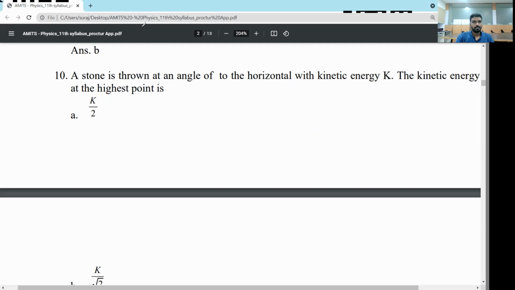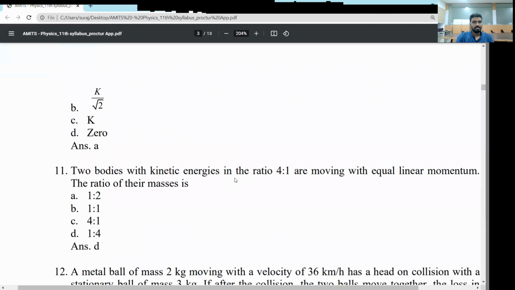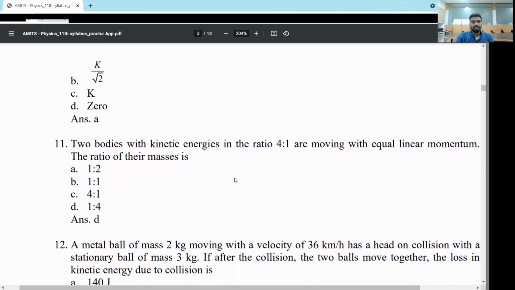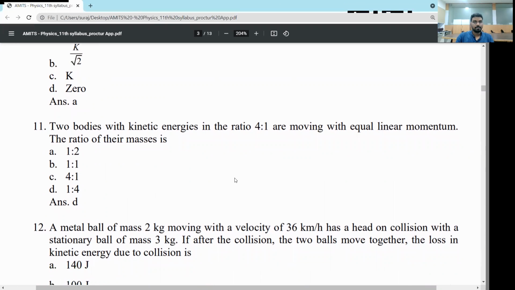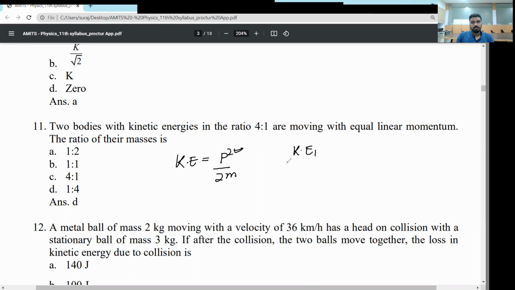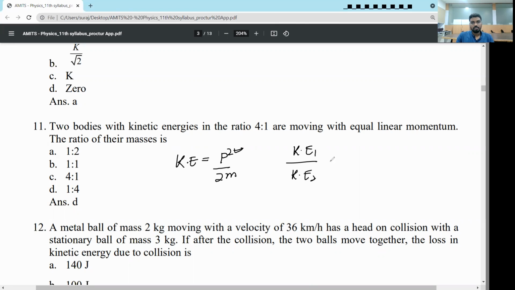Come to the next question, question number 11. Two bodies with kinetic energies in the ratio 4:1 are moving with equal linear momentum. The ratio of their masses? Easy question. So option C, the first students. Kinetic energy is mv square by 2. Same momentum, that means kinetic energy 1 by kinetic energy 2 will be equal to m2 by m1.